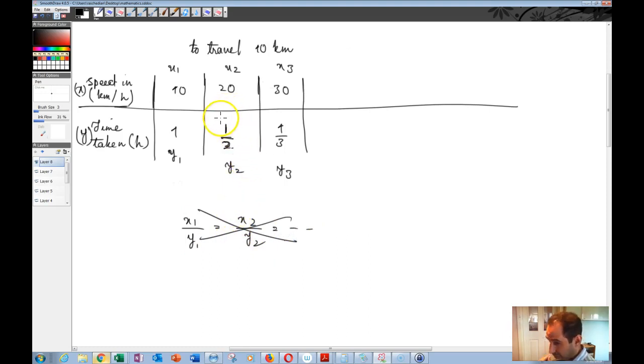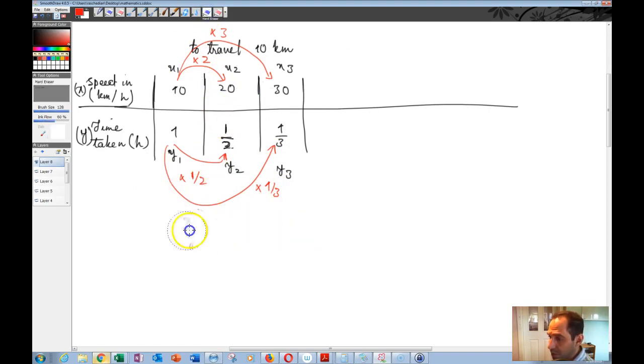But here what happens is that if you multiply 10 by 2, you are multiplying this by 1/2. Over here you see you're multiplying this by 1/2. Or here, when you multiply this by 3, you're multiplying this by 1/3. So times 3, times 1/3, and so on and so forth. That's the kind of relationship that we have here.